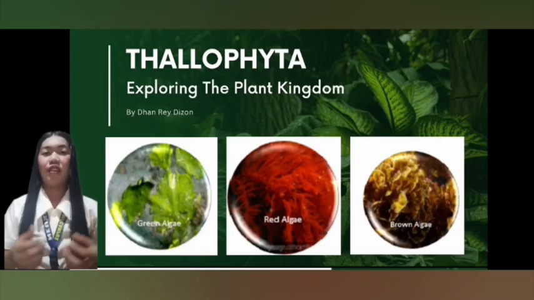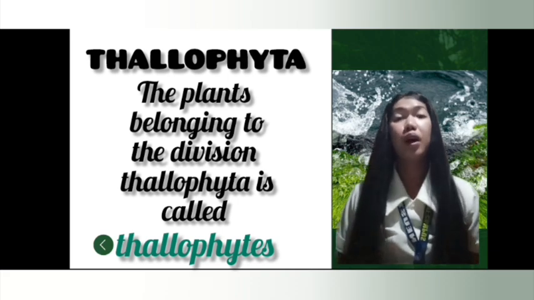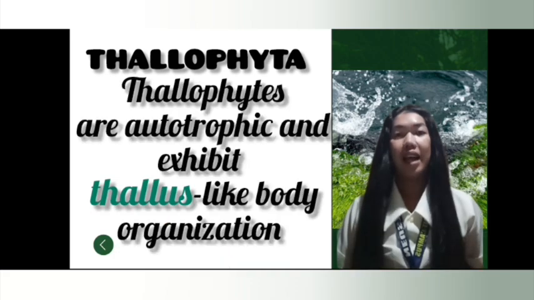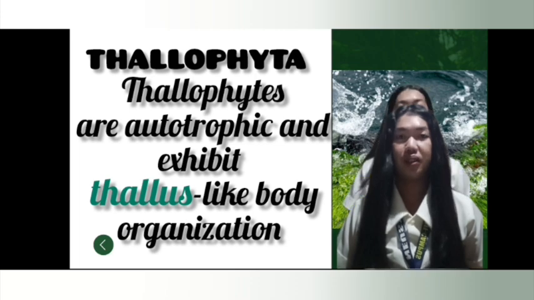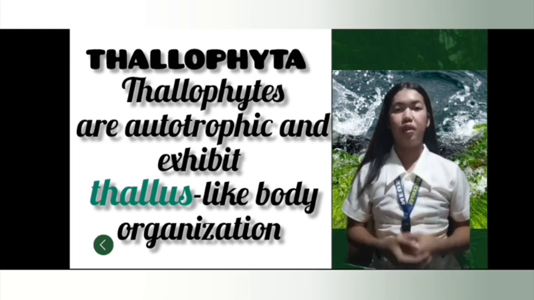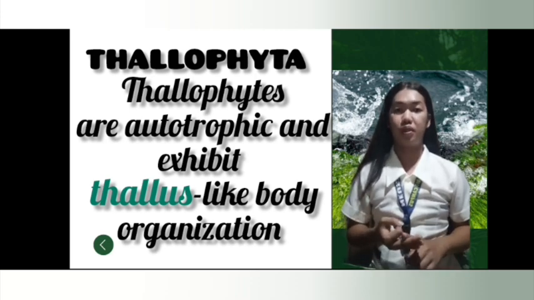Very good class. These belong to the very simple plants without roots, stems, and leaves. This special group is called THALLOPHYTA. The plants belonging to the division THALLOPHYTA are called thallophytes. Thallophytes are autotrophic and exhibit thallus-like body organization. The word thallus refers to an undifferentiated plant body. Undifferentiated refers to lacking true roots, true stems, and true leaves.